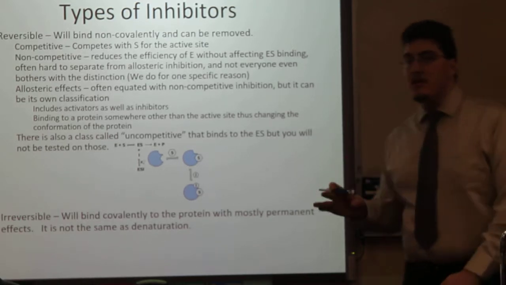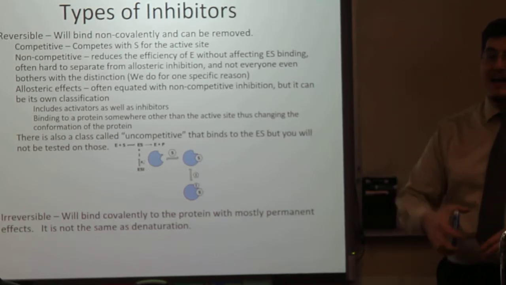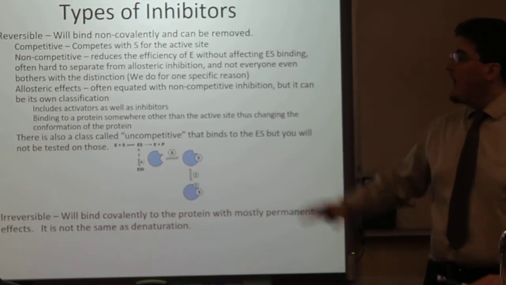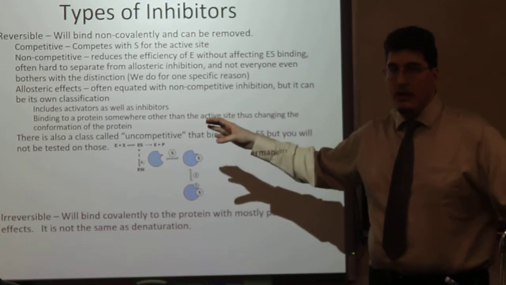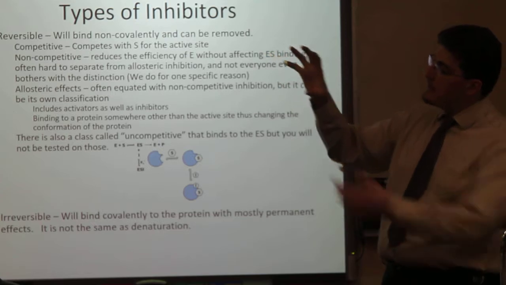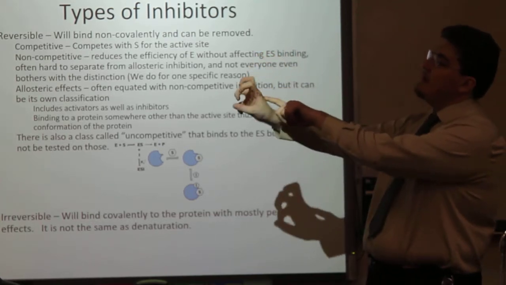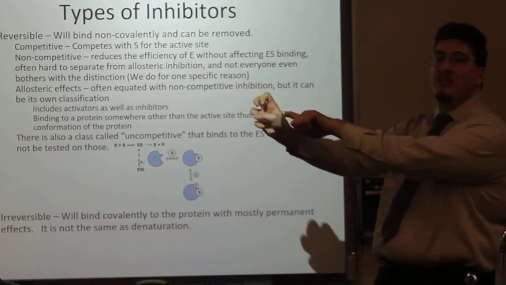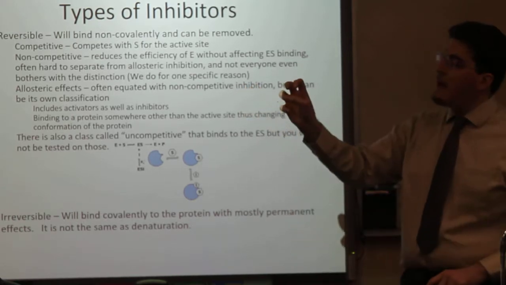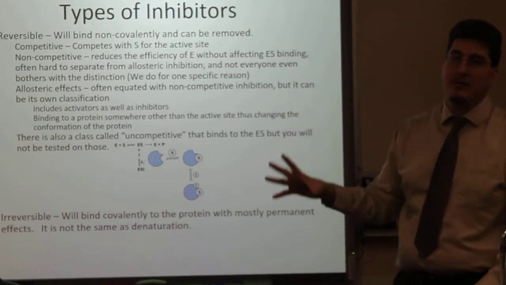So an allosteric effect is where you will bind somewhere else besides the active site. An allosteric effector will bind somewhere that is not the active site. So if this is my active site, my allosteric site will be here. And it will change the shape of my enzyme, either allowing the enzyme to bind to substrate or not allowing the enzyme to bind to substrate.